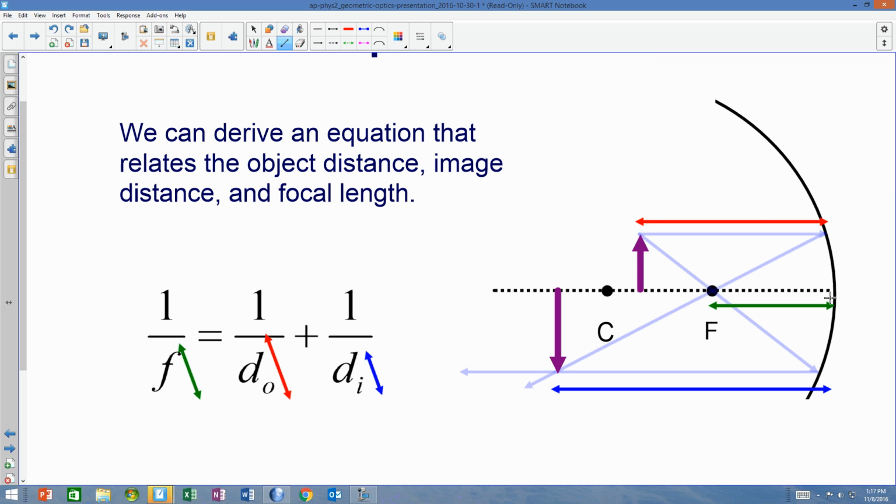You physically measure this with a ruler.